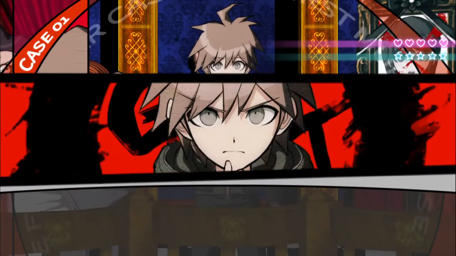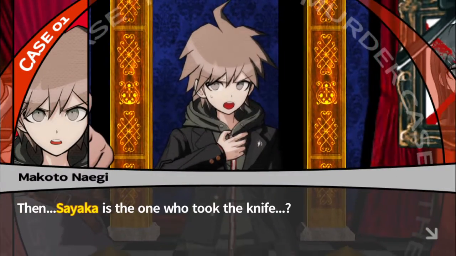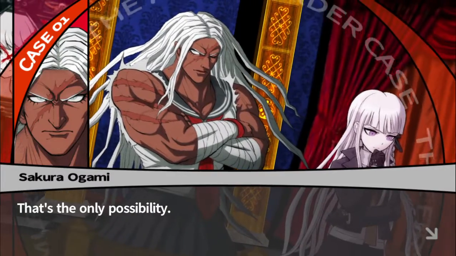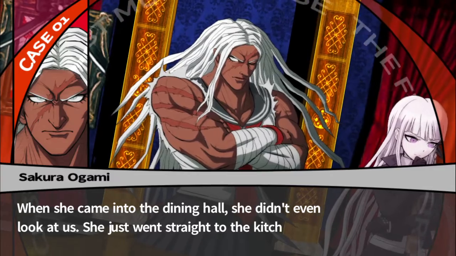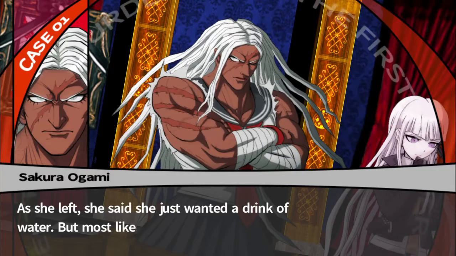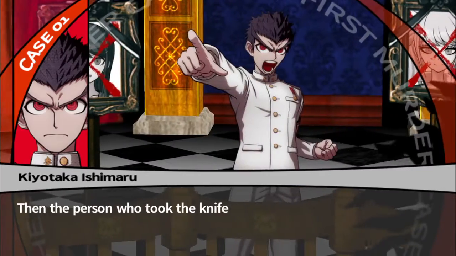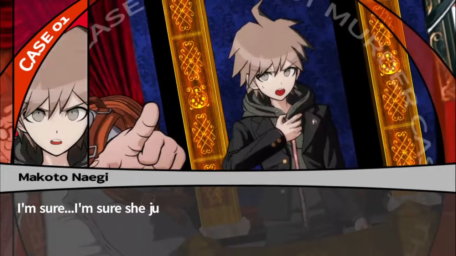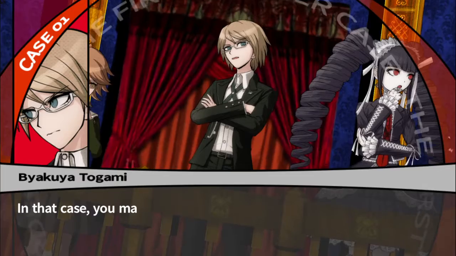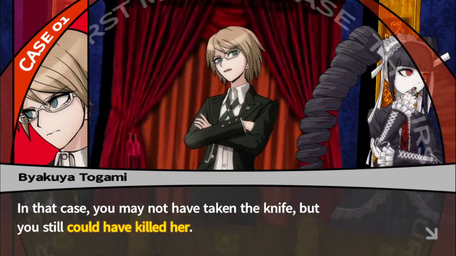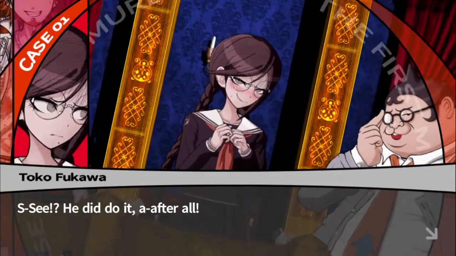I got it! Then that's the only possibility. And thinking back on it, when she came into the dining hall, she didn't... As she left, she said she just wanted to... And the person who took the knife was the victim. I'm sure... So you're saying the knife she took, in that case, you may not have taken the knife. What? See? He did do it.